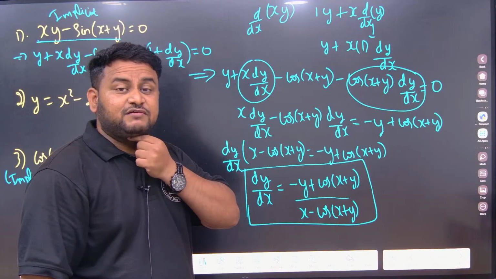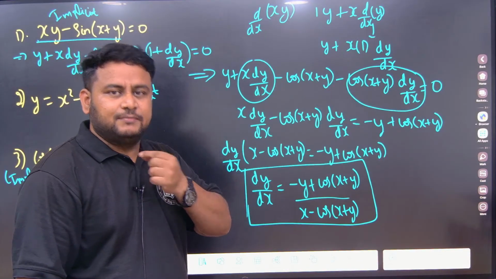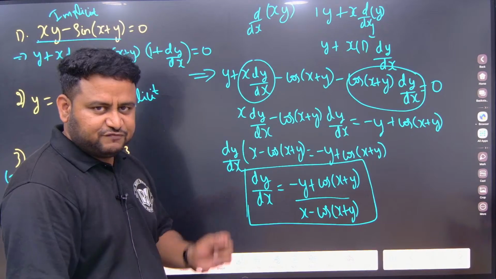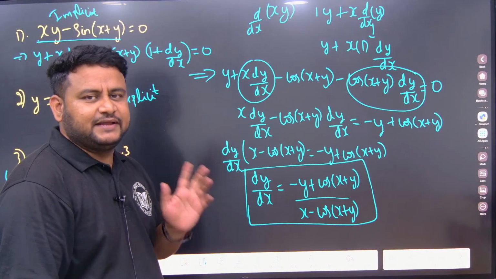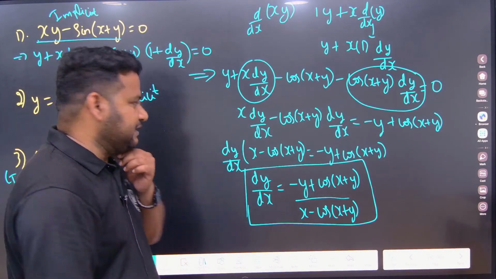All these things. Wherever y is coming, you have to do what? You have to multiply by dy by dx. Differentiate y and write dy by dx. Multiply it with what? Dy by dx. That is one thing you should know.